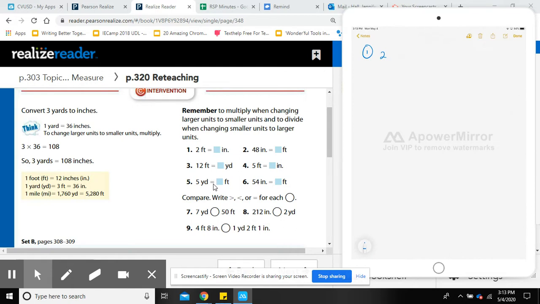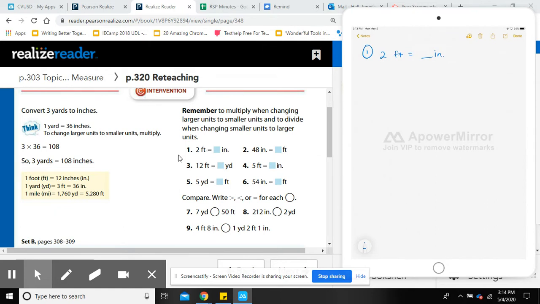And so it gives us this little note up here. Remember to multiply when changing larger units to smaller units and to divide when changing smaller units to larger units. So we're going to first start with 2 feet is equal to how many inches. We are going from a larger unit to a smaller unit. So we will be multiplying here.